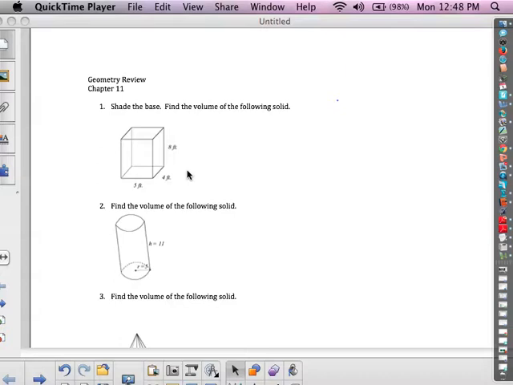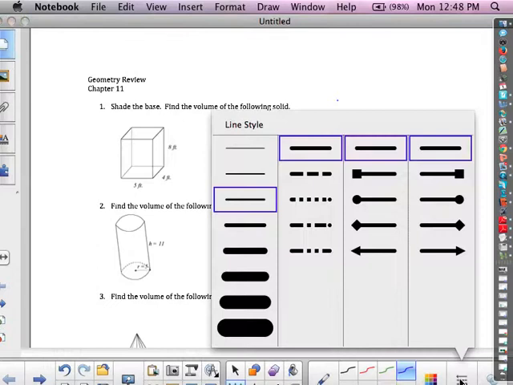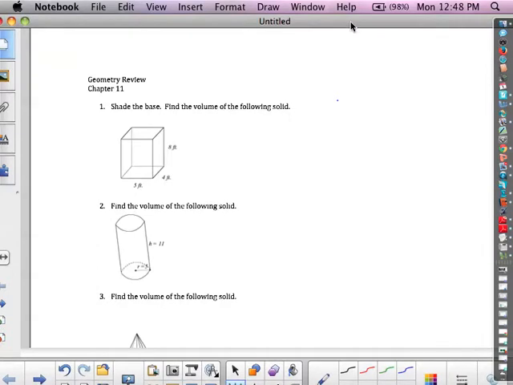Let's take a look at the Chapter 11 review worksheet. Remember, tomorrow is the Chapter 11 test, or it's actually just a quiz on 11.4 to 11.7. It's not the whole thing. There won't be surface area other than a sphere. Okay, so let's take a look at the review questions.